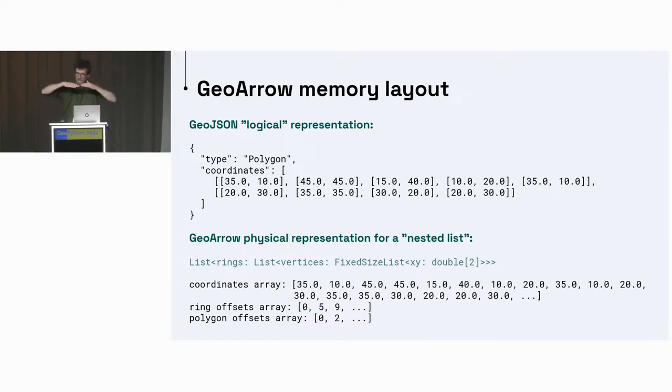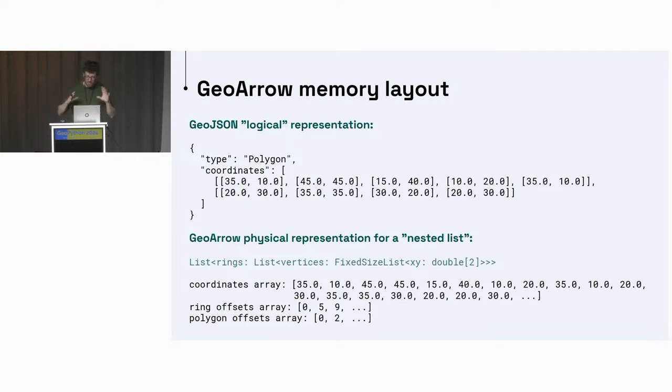Multi-polygon, for example, will add one more level of nesting, because a multi-polygon is a list of polygons, so then you get a list of a list of a list of a fixed size list. This is showing the fixed size list where you have essentially an interleaved array of coordinates, so xy, xy, xy in one array. There is also a version, and it depends a bit on the application which is most useful, where you essentially store your coordinates as two separate arrays, like one array with all the x's, one array with all the y's.